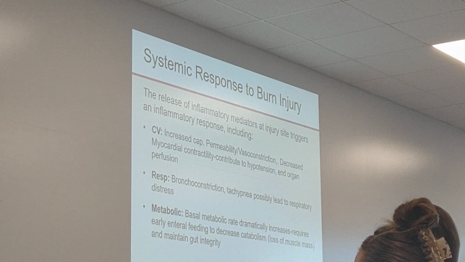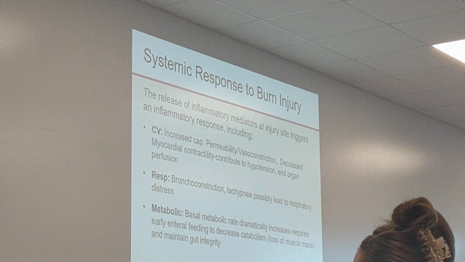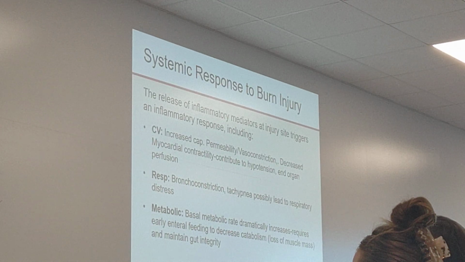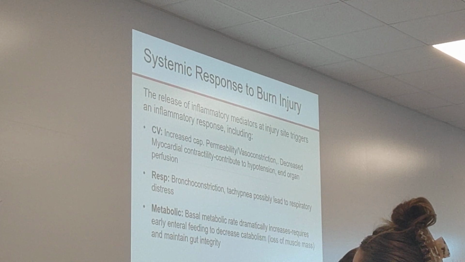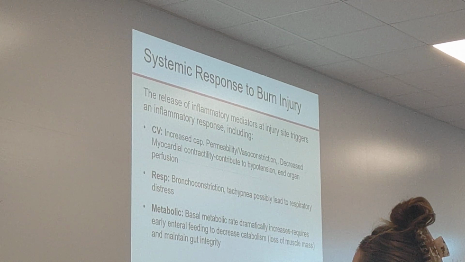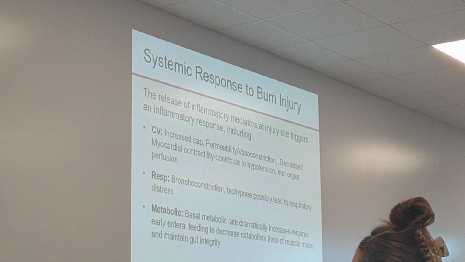This breaks it down by each system on what is happening in the body. So CV is cardiovascular. A lot of times we start to constrict when we have a burn. When we constrict, your blood pressure can fluctuate. We can have an MI. Organs aren't getting perfused properly.